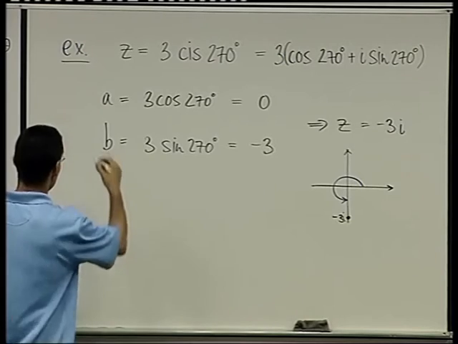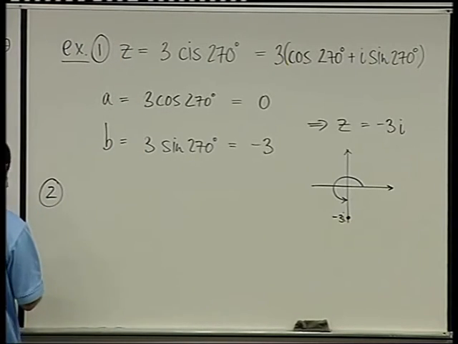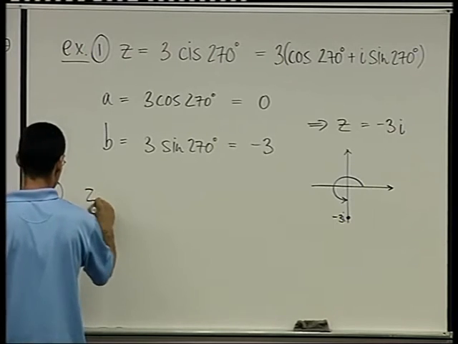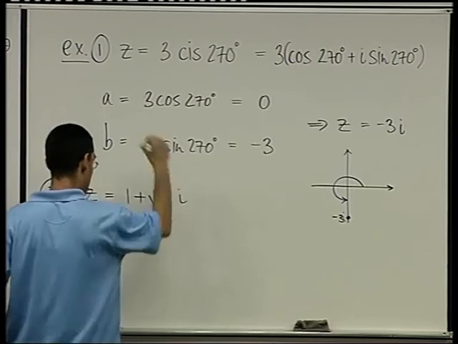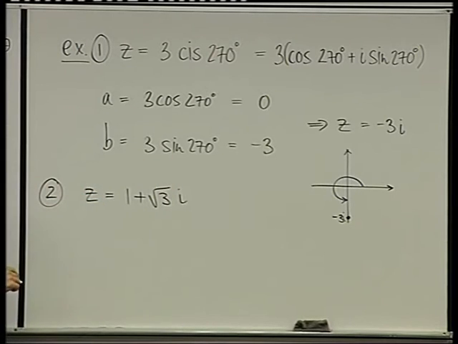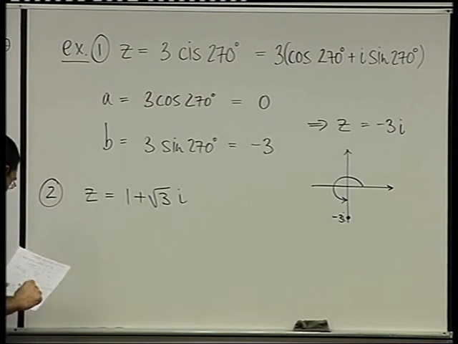Okay, let's do another example. So this will be example 1. Let's do an example of going the other way. So suppose we have the number z equals 1 plus root 3i. So here's a number given in good old algebraic form. Let's figure out what it is in trigonometric or polar form.